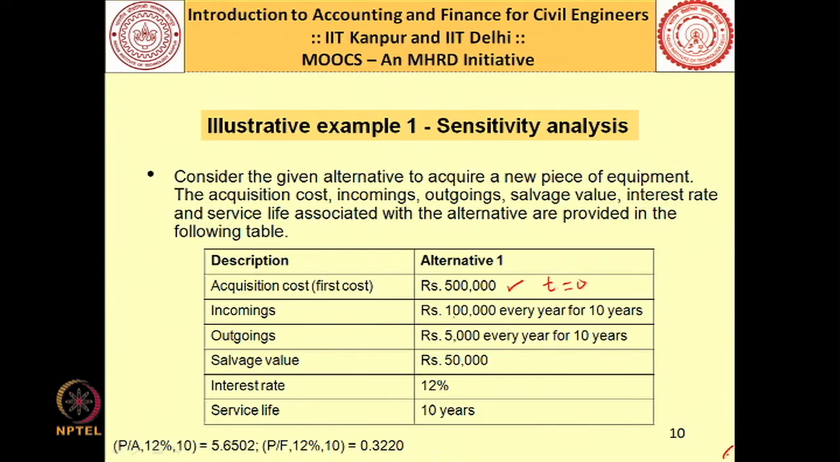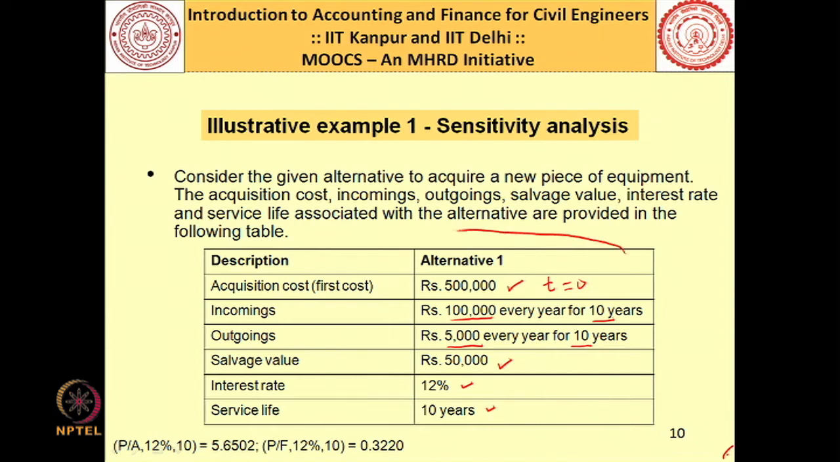Incomings out of this investment are going to be 100,000 every year for 10 years. Outgoings for this plan are going to be 5,000 every year for the next 10 years. Expected salvage value is 50,000. The interest rate that is assumed is 12% and the service life is 10 years.